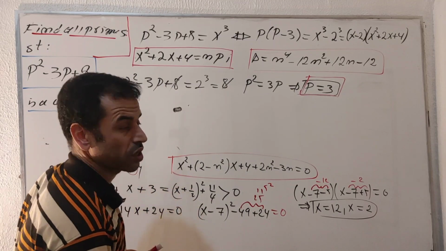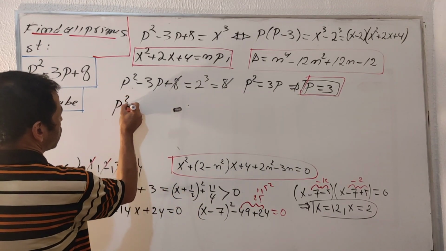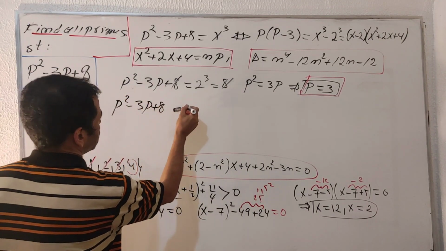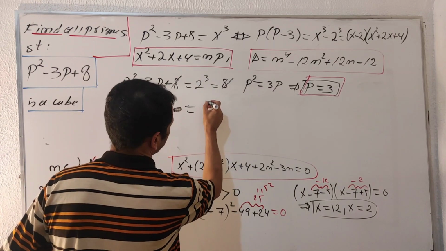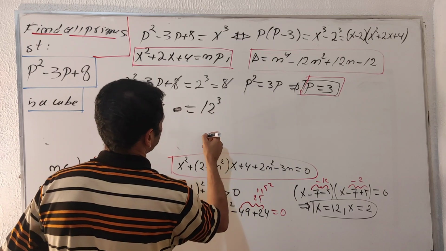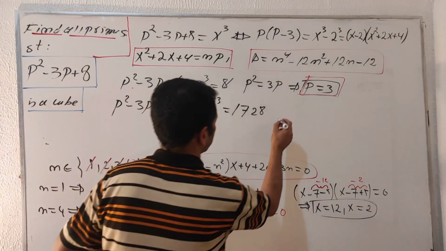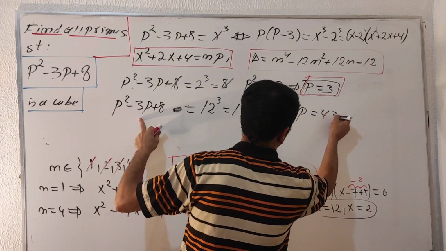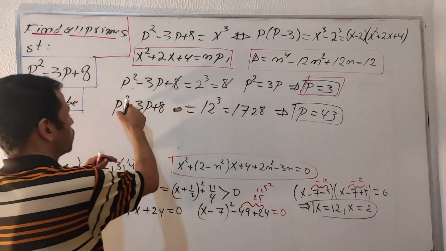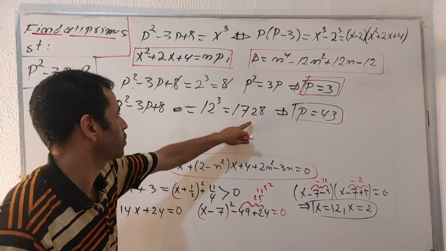Let's find the second solution. We get p squared minus 3p plus 8 equals x cubed, which is 12 cubed. Solving this equation, you will get p equals 43. Plug in this 43 here, and it gives you 1728.